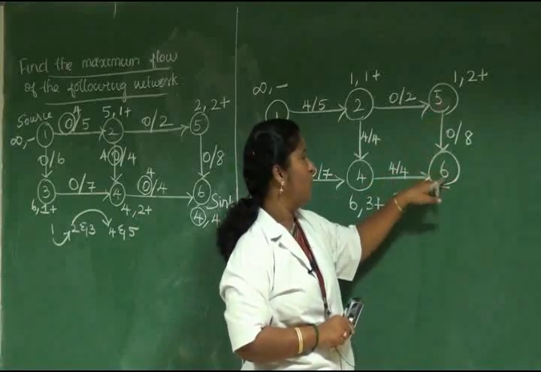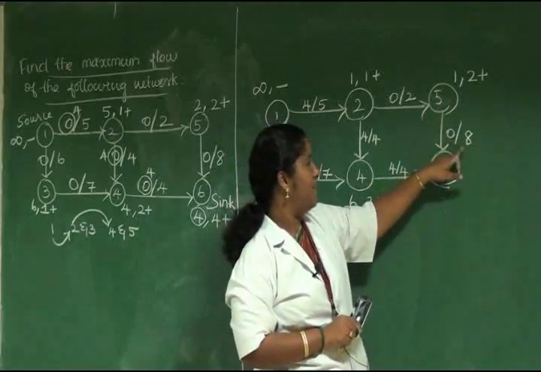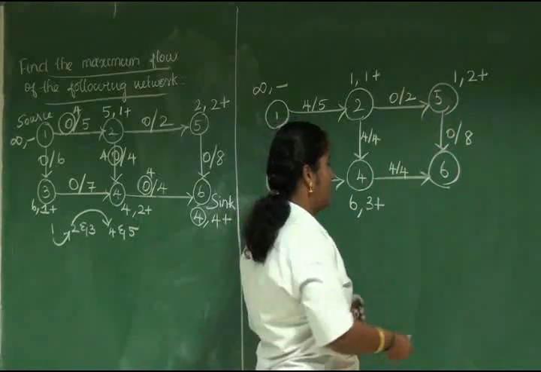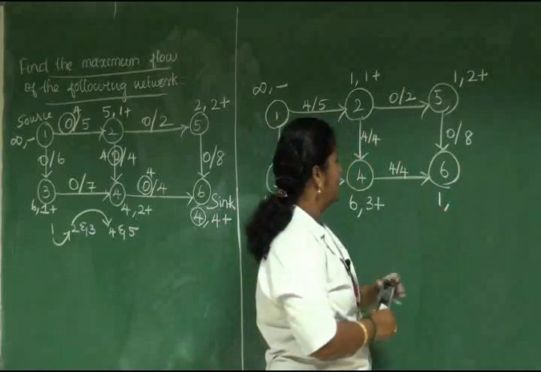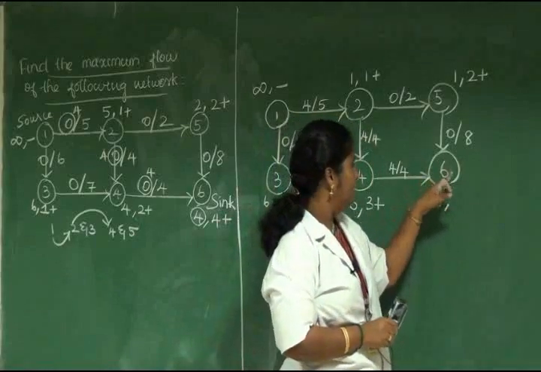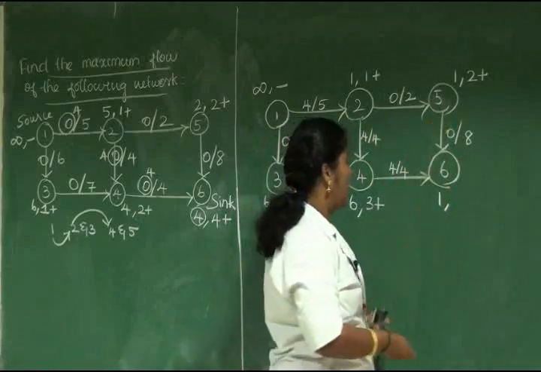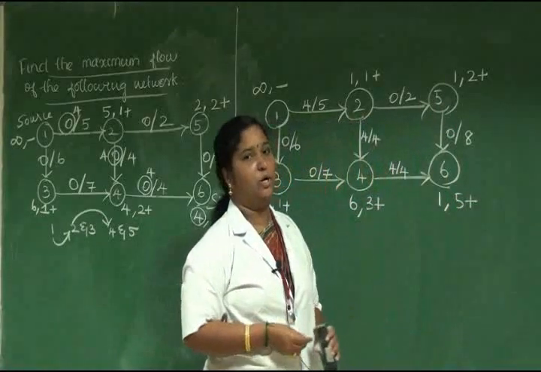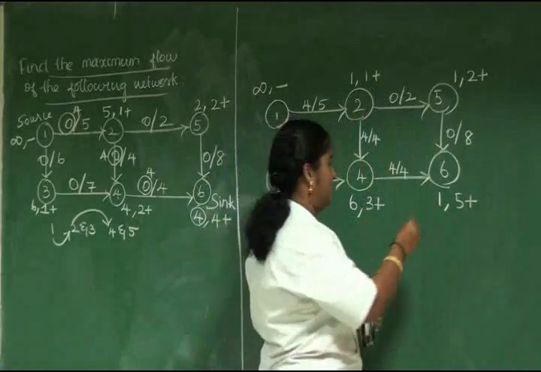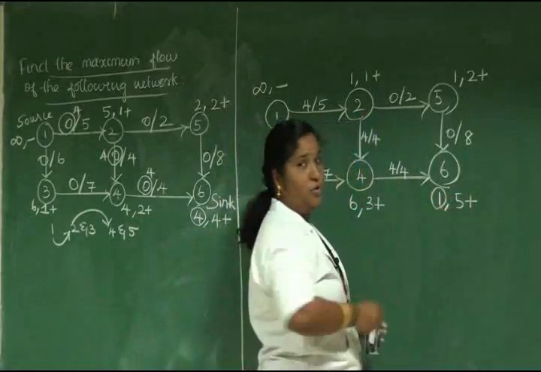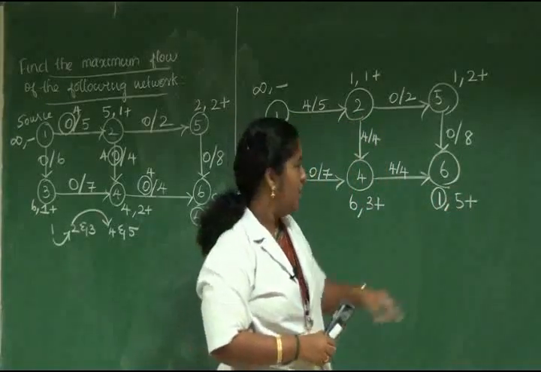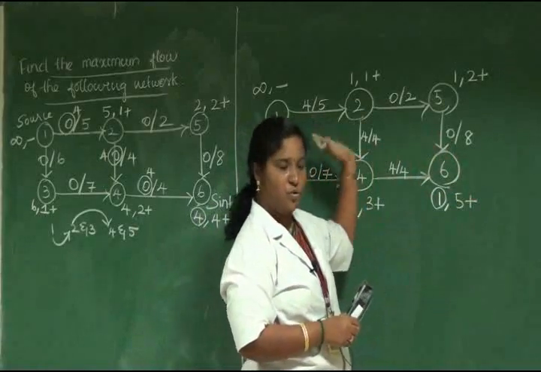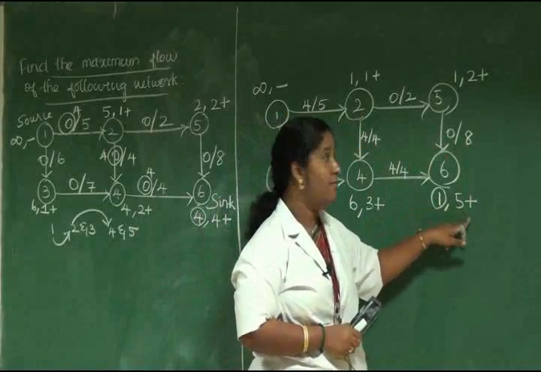So from vertex 5 you can reach vertex 6. Its remaining capacity is 8. Minimum between 8 and 1 is 1. So you have to write 1, and this vertex 6 is reached from vertex 5. So you have to write 5 plus. So once the sink is labeled, you have to find out the flow augmenting path. So this value has to be used to update the flow values of all edges, and then this second label has to be followed from sink vertex to source vertex. So its second label is 5 plus.